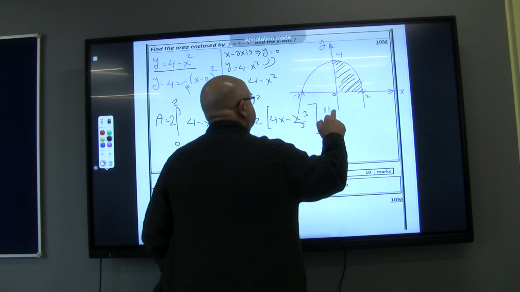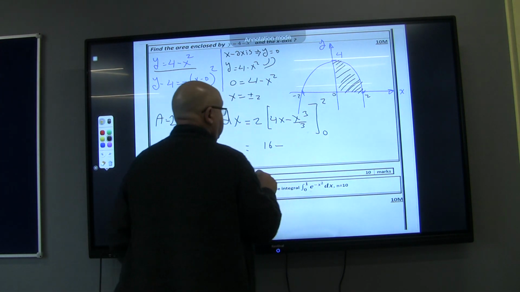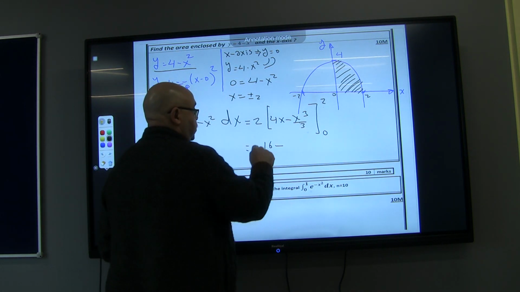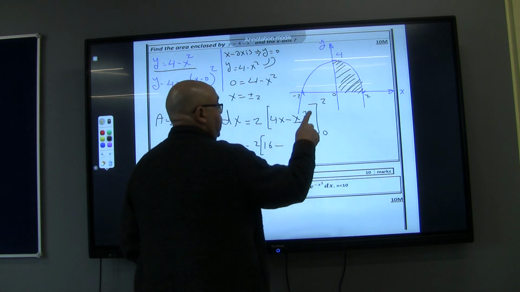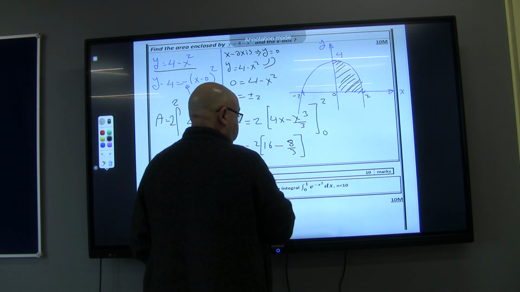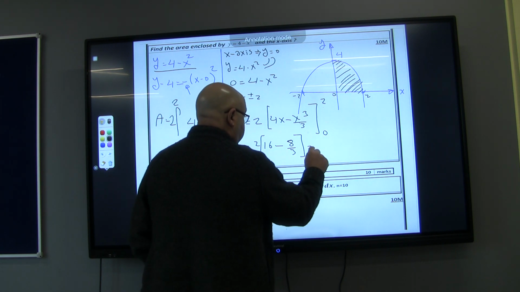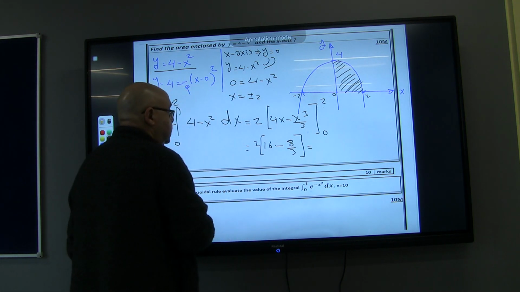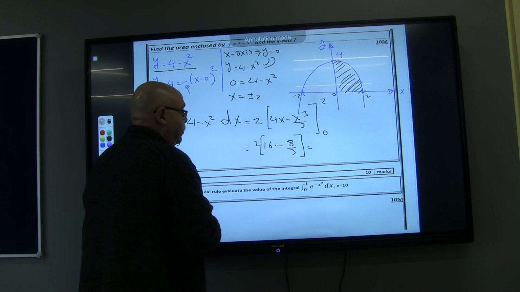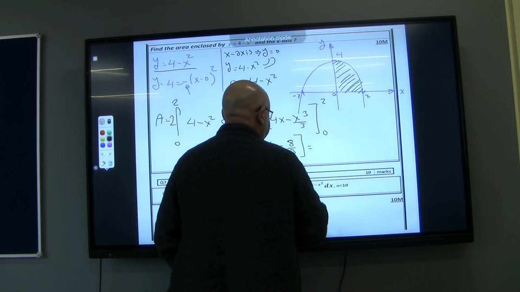Remember these same limits from 0 to 2. So we will have 16, as I told you, and this is 2. And then we will have 8 over 3. It can be rewritten in the form which is going to be 16 times 3. I believe it's going to be 64. Yeah, 64 minus 80 is going to be 54 divided by 3.